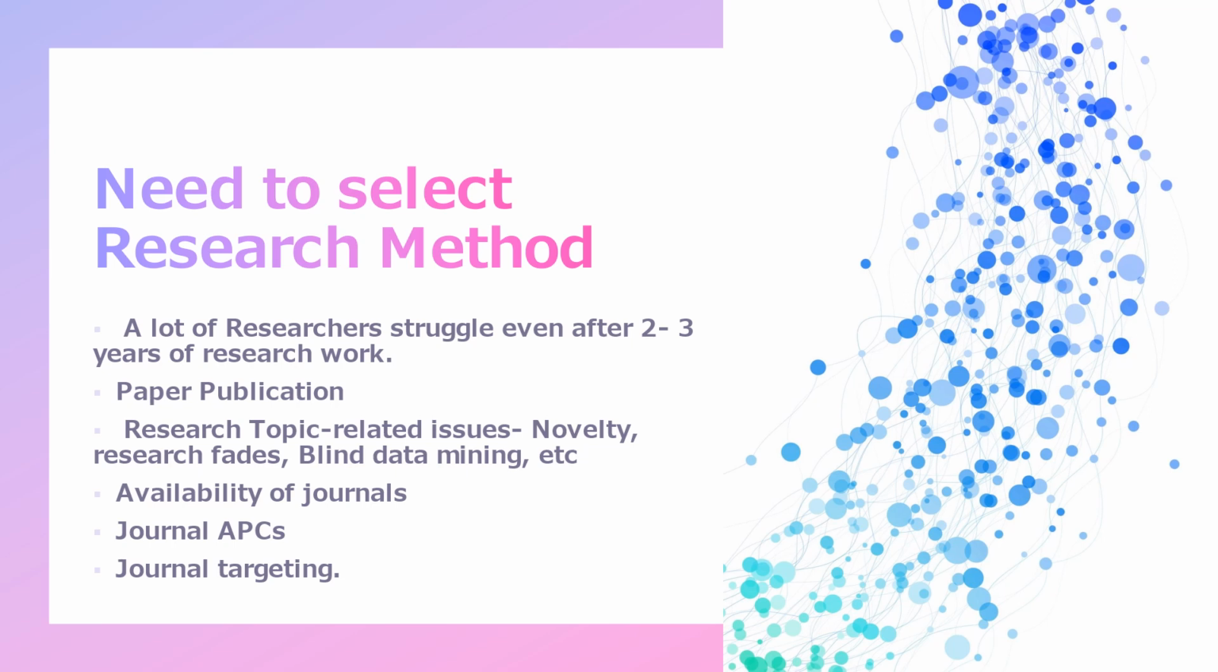The most important thing is journal targeting. As I already told you, you need to select your journal, that this is my research work and this is my journal which accepts this kind of paper. This you need to look for beforehand. Like when you are doing the literature survey, target some of the journals which are publishing this kind of work. That is very much important.